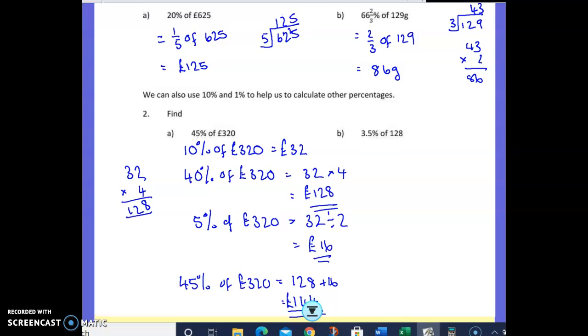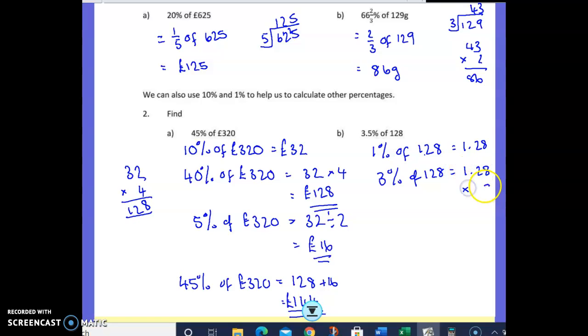8B, 3.5% of 128. This time instead of starting with 10%, I'm going to start with 1%. To find 1% of something, you divide by 100. Divide by 100, you move the decimal point in 2 spaces. So 1% would be 1.28. 3% then. Oh, that went wrong. Let's try that again. 3%.